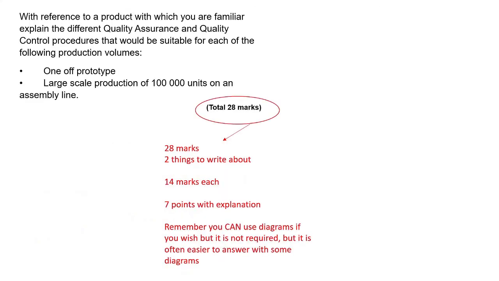And then last question, with reference to a product which we are familiar with, explain the different quality assurance and quality control procedures that would be suitable for each of the following production volumes. So one-off production, large-scale production of 100,000 units on an assembly line. So 28 marks. So you got about 2 things. So that's 14 marks each. So really that's 7 points with an explanation. Remember, you can use diagrams if you wish, but it's not required. But it is easier to answer with some diagrams. So 28 marks. Pause the video. We'll go through.